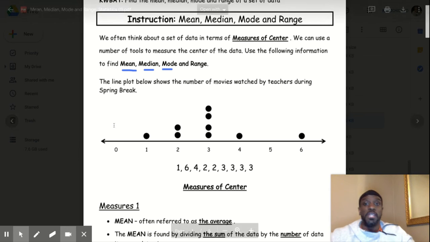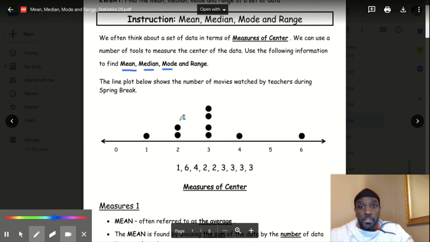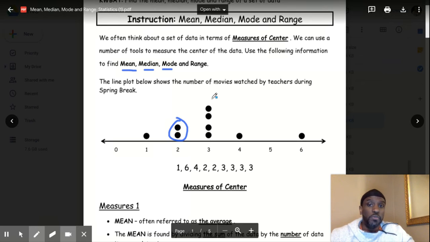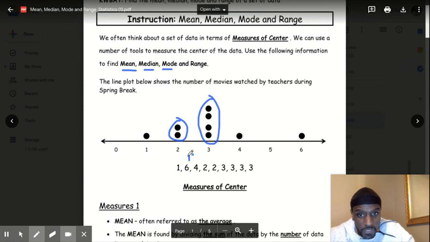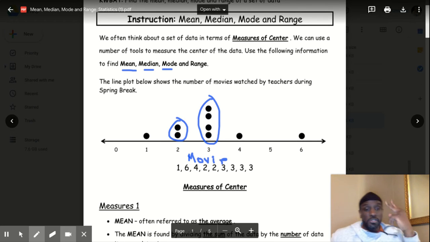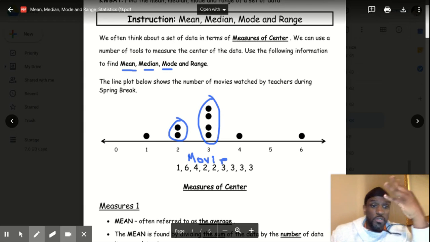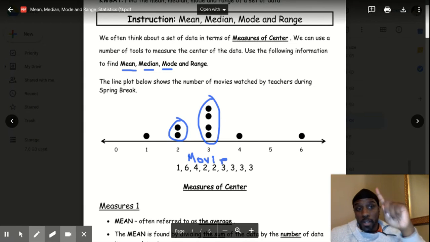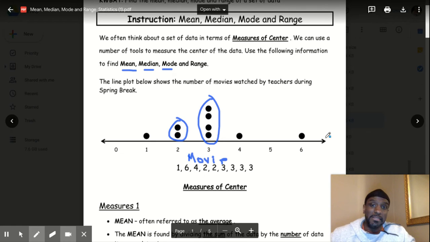You had two teachers that watched two movies. You had 4 teachers that watched 3 movies. Remember, number of movies is here on this bottom line. Now, I have 1 teacher that watched 1 movie, 2 teachers that watched 2 movies, 4 teachers that watched 3 movies. I have 1 teacher that watched 4 movies and 1 teacher that watched 6 movies. Remember, the dots are the number of people, or the frequency that occurs, and the bottom line tells you the number of movies.